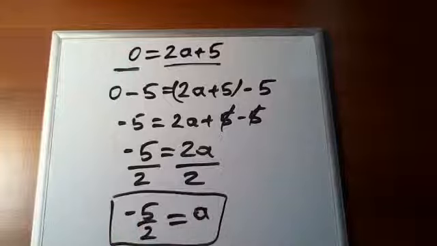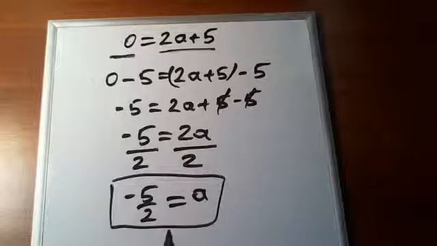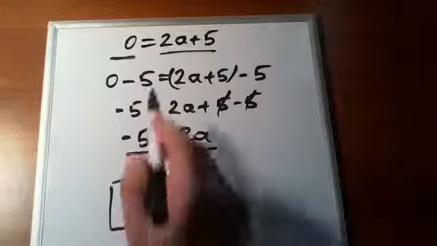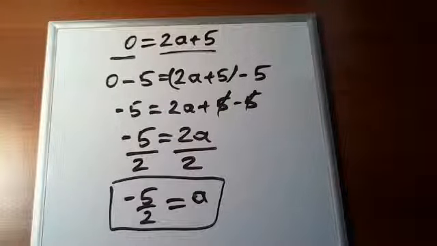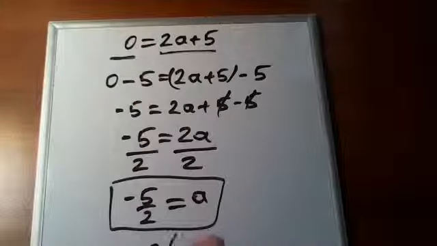This is our solution. This is a fraction. It's a negative fraction, negative 5 over 2. It doesn't matter. We can still plug it in and see if you're correct or not. Okay. 2a plus 5 has to be equal to 0. This constant 2 times this negative fraction plus 5.